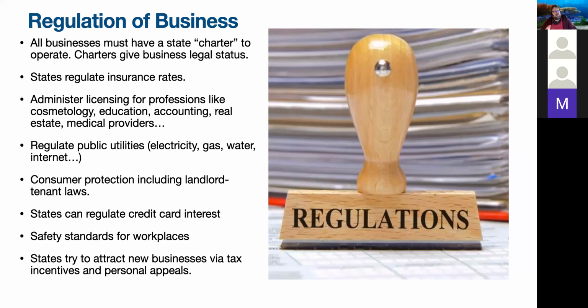So states can regulate insurance rates. If you're an insurance company and you want to offer coverage for sale in the state of Montana, the state auditor or the commissioner of insurance and exchange can regulate what you charge or how much you're allowed to increase your charges year to year to help protect consumers. Or they can dictate, okay, you're going to cover these things, or you don't have to cover these things.